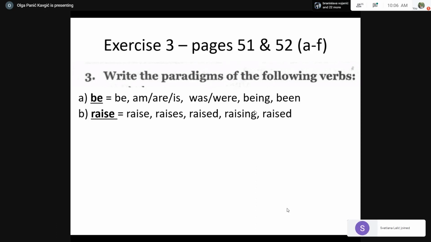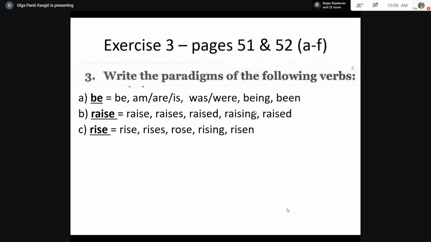Okay, thank you. Filip Dimoski. Yeah, I'm here. Okay, Filip. Now you have rise, not raise, but rise. Yeah, so it's rise, rises. Okay. Rose. Yes. Rising and risen. Risen, excellent. Okay, so here it is on the screen. Rise, rises, rose, rising, risen, yes.